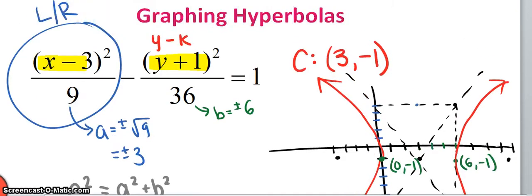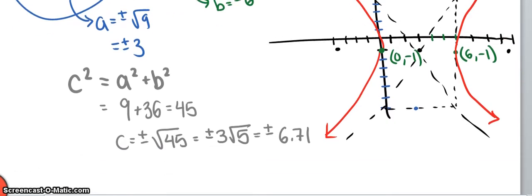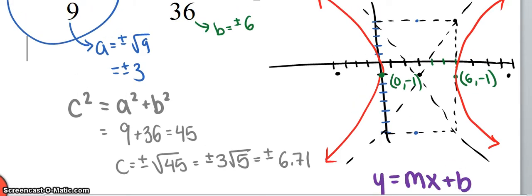But the other thing I might ask you is, what are the equations of the asymptotes? I think it's more intuitive to go ahead and graph them and then figure out the asymptotes, because we all know that these are lines. And we know all lines have to be of the form y equals mx plus b. So if we can find our slope and our y-intercept, we can find the equations of the asymptotes.